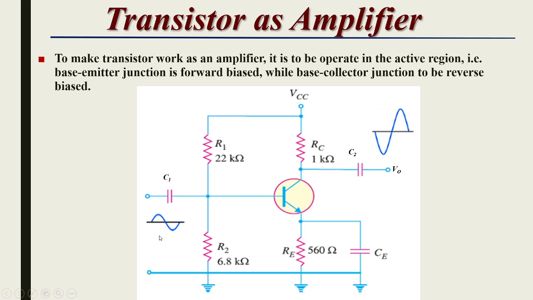Now here the AC input signal, which is to be amplified, is applied at the input. This biasing circuit is used to provide the voltage only for the biasing of the transistor. This is not an input signal. The input AC signal is applied at the base through this input capacitor C1. And at the output, we get the enlarged or magnified version of the input signal.